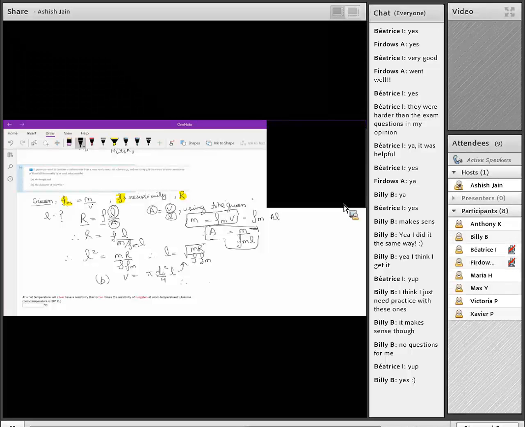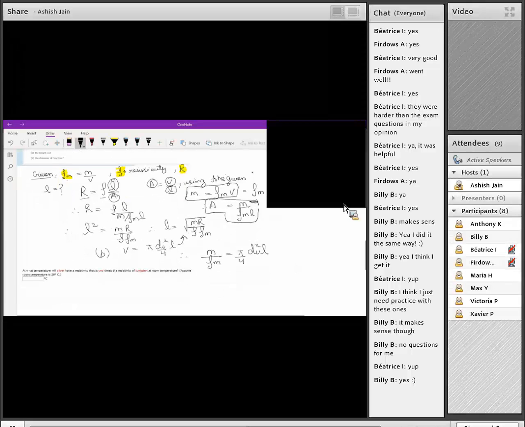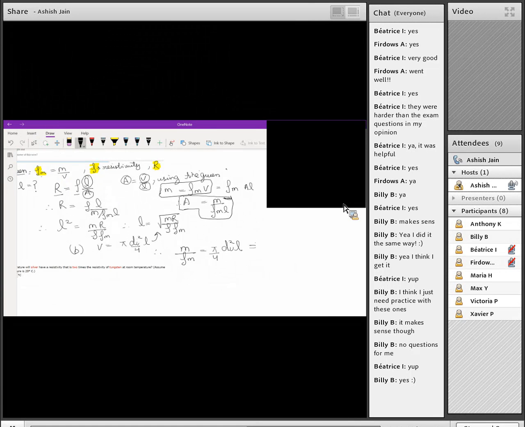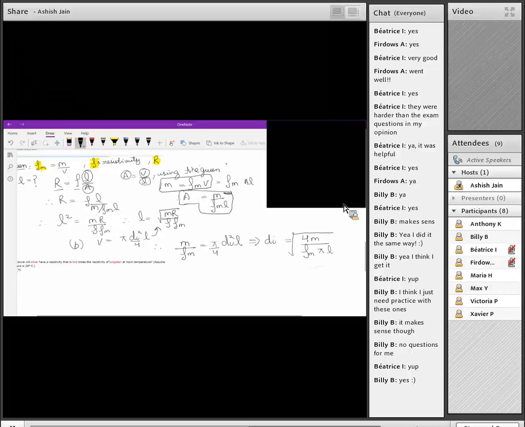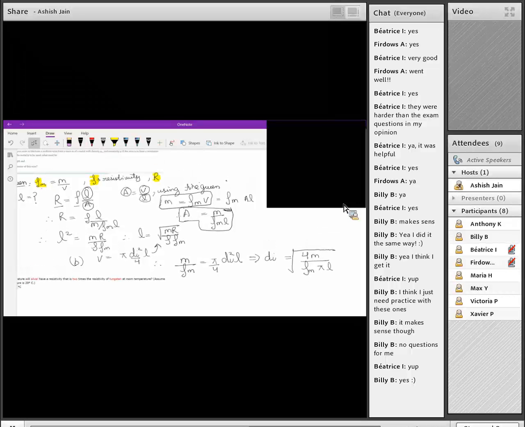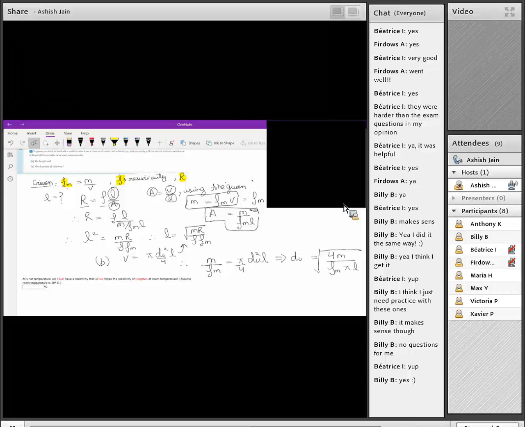And what is volume? From here we can find volume. Therefore volume is m by rho m, which equals pi by 4 d square into L, and from here you can find d as the square root of 4m by rho of m into pi into L, and you substitute for L, you get your answer.